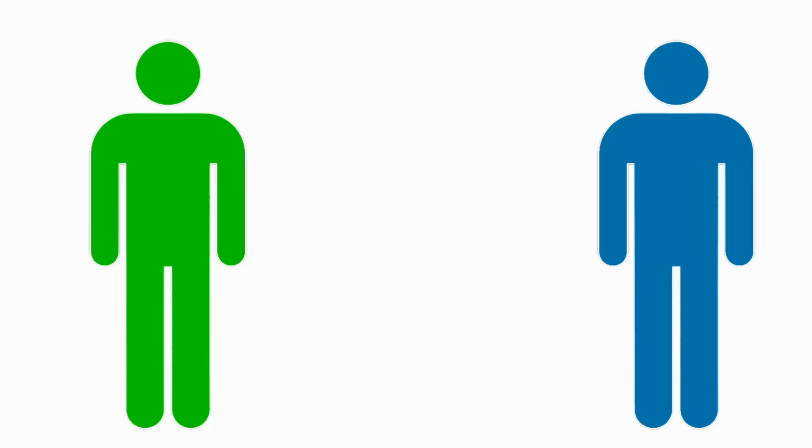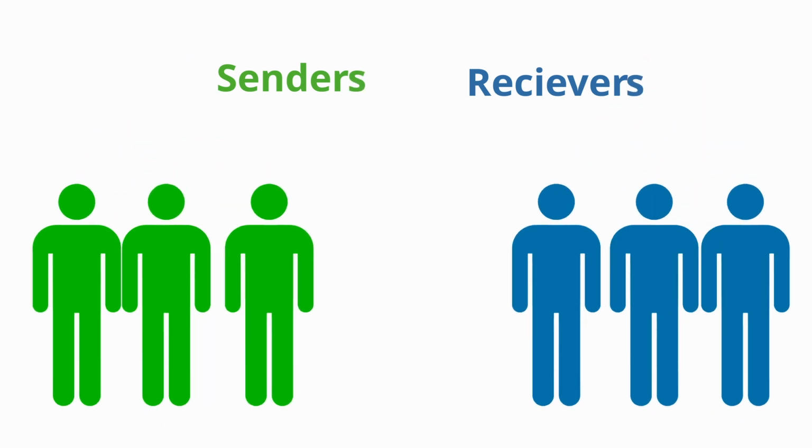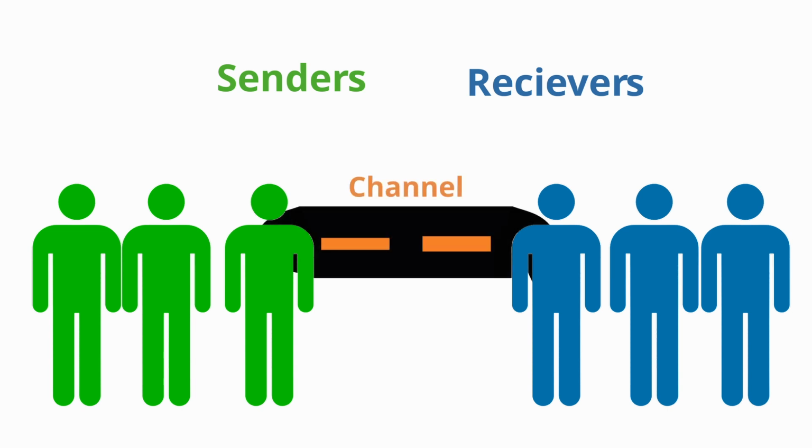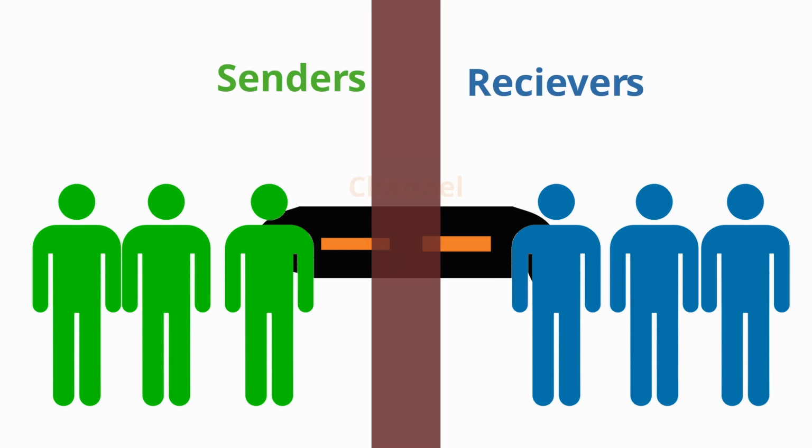In this conversation, the person talking is the sender, and the person listening is the receiver. It's important to note that there doesn't have to be one sender or receiver. There could be multiple senders and multiple receivers too. They can only share information as long as there is a road for it to travel through. This is referred to as the channel. If this channel is blocked and there's a wall between them, they obviously can't talk.